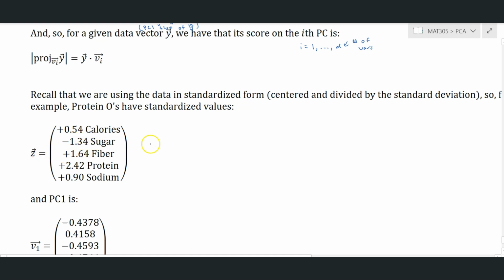That just means that for Protein O's, it's 1.34 standard deviations below the mean. And all that says is that it is less sugary than some of the other cereals, right? So you can have a negative score in that context. It scores much higher on protein than most of the cereals, a little bit higher on sodium, slightly higher on calories, and pretty high on fiber as well.